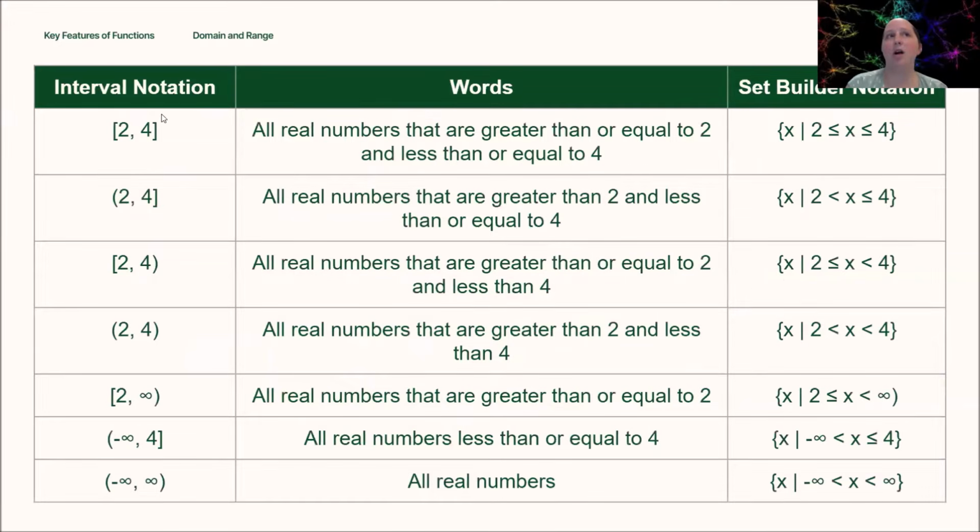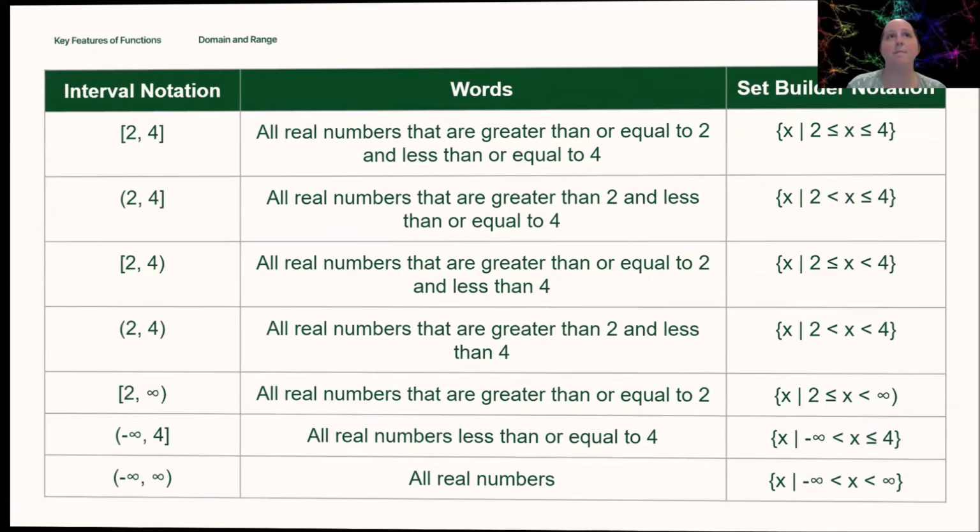So again, this is an example of interval notation and set builder notation, and you're talking about different numbers. There's brackets versus parentheses. One thing to note is that parentheses will always be used for infinity, negative infinity and positive infinity. They'll always be used for those.